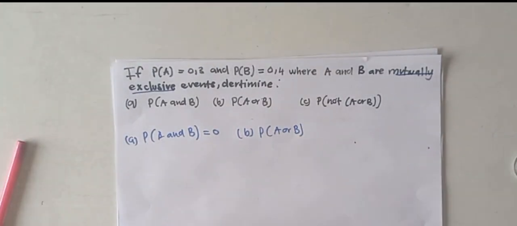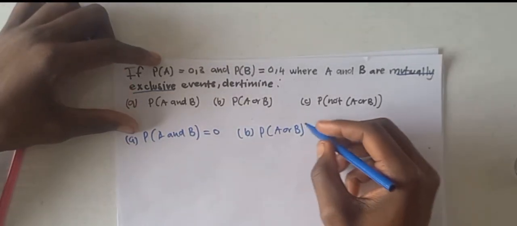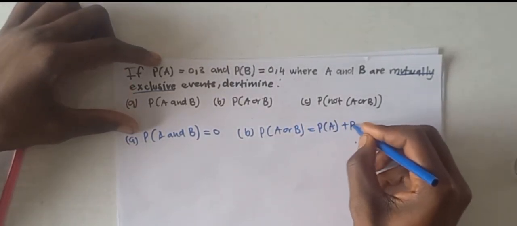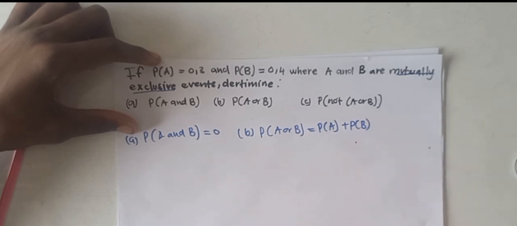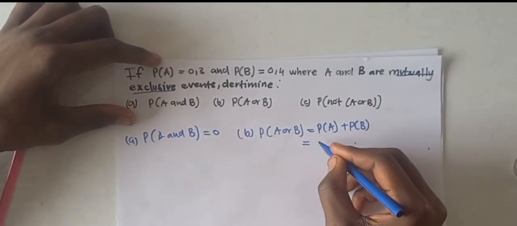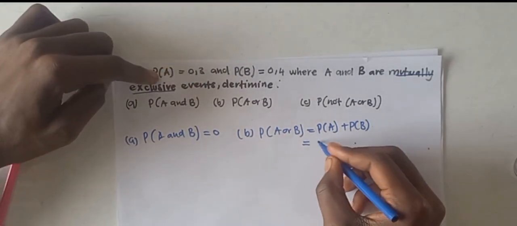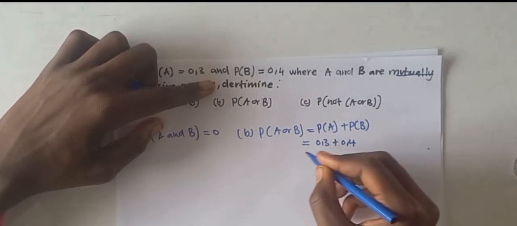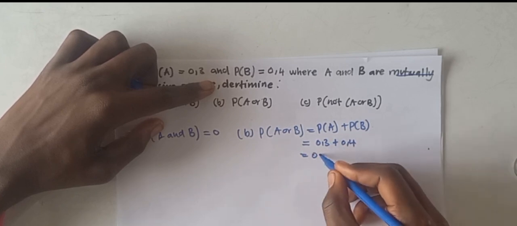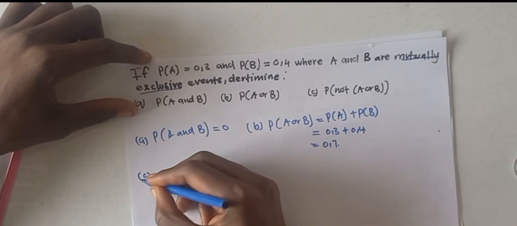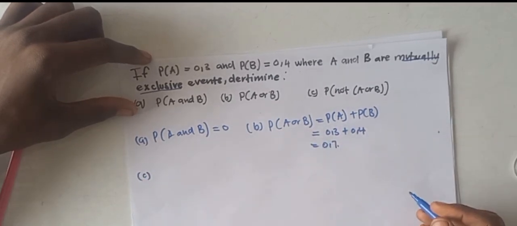Going to letter B, what is the probability of A or B? Since it is mutually exclusive, the probability of A or B is equal to the probability of A plus the probability of B. Why? Because the intersection is equal to 0, so we cannot subtract it, it's unnecessary. Then the probability of A is 0.3 plus the probability of B is 0.4, which is equal to 0.7 in total.